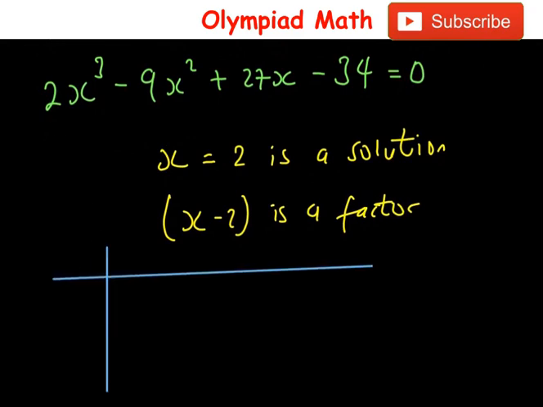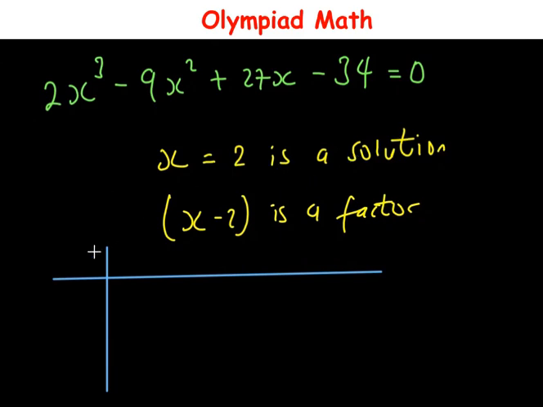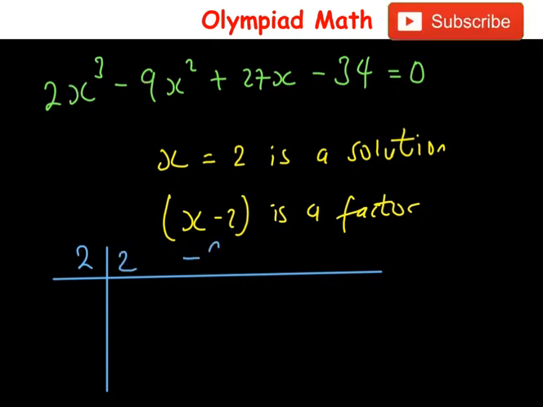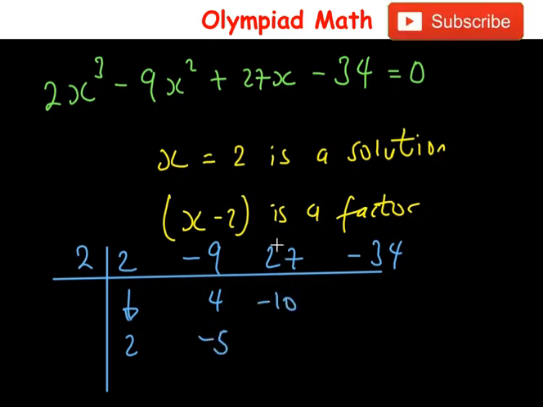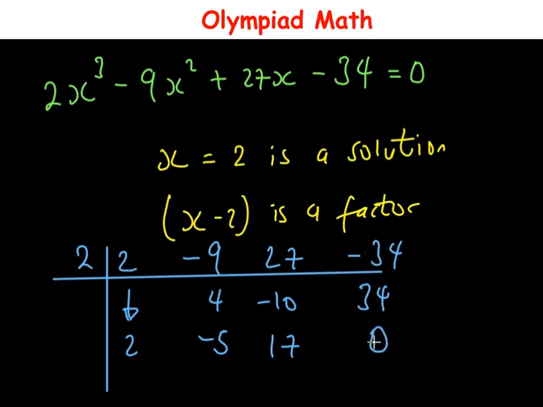Drawing this table, we have the solution of x as 2 written down, then the coefficients: 2, then minus 9, then 27 and minus 34. So bring down 2. 2 times 2 is 4, write down 4. Minus 9 plus 4 is simply minus 5. Minus 5 times 2 is minus 10. 27 minus 10 is 17. 17 times 2 is 34. Minus 34 plus 34 is simply 0.